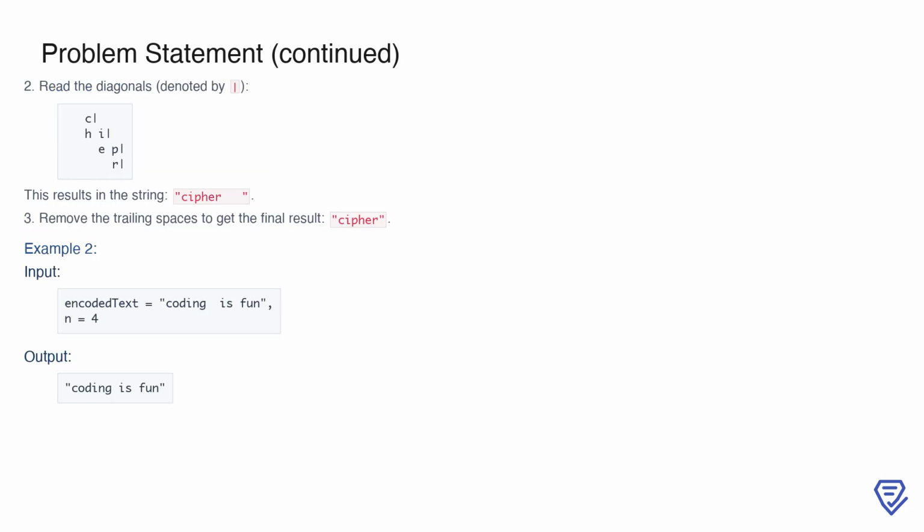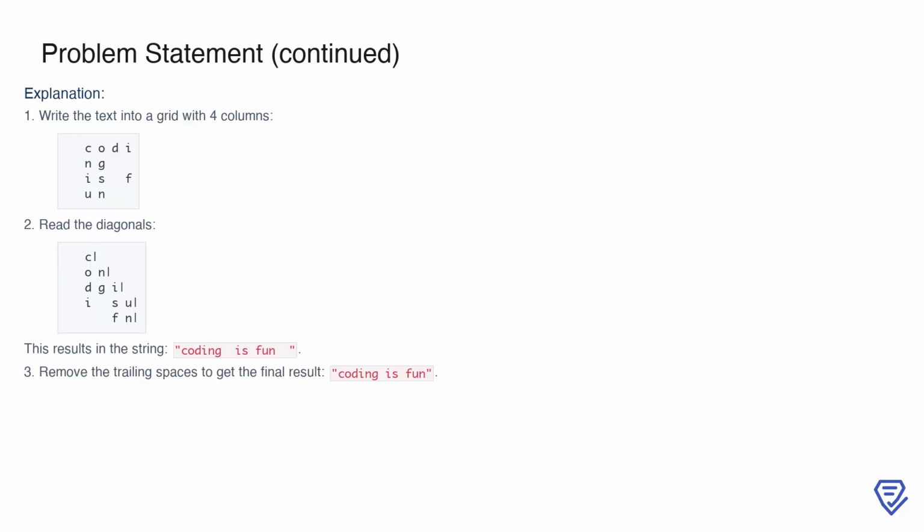Now, to decode the text, we read the grid diagonally. Starting from the top left corner, the first diagonal contains just C. The second diagonal contains H and I, and the next diagonal contains E and P. Finally, the last diagonal contains R. Reading all these diagonals gives us the string cipher, with trailing spaces at the end. The final step is to remove these trailing spaces, giving us the decoded result, cipher.